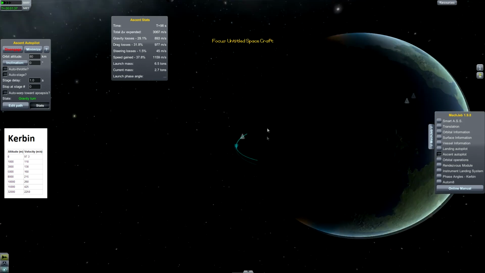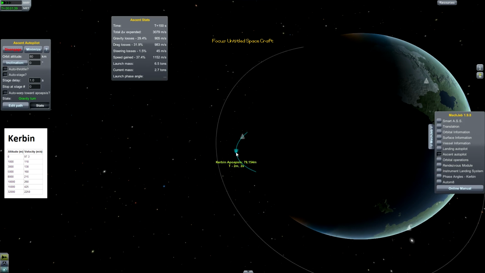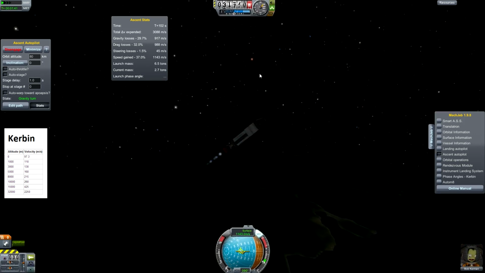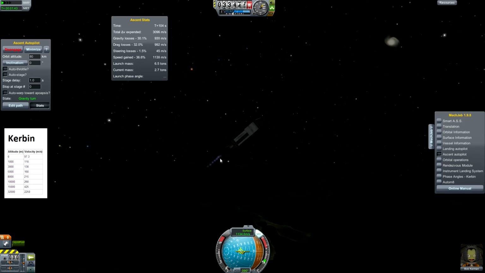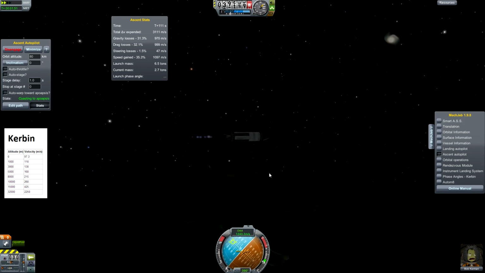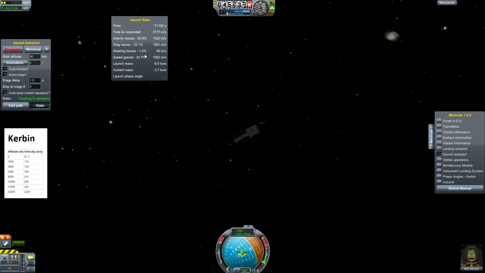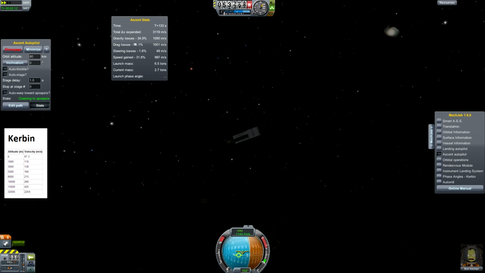Let me check the map screen. You can see the apoapsis has now actually hit the required point. Obviously we're going to run out of fuel shortly. I don't think we're going to make it into orbit, but this gives you an idea as to what the ascent looks like. At the end of the day, check the table, try and stick to the table, because otherwise the drag losses are going to be much bigger.